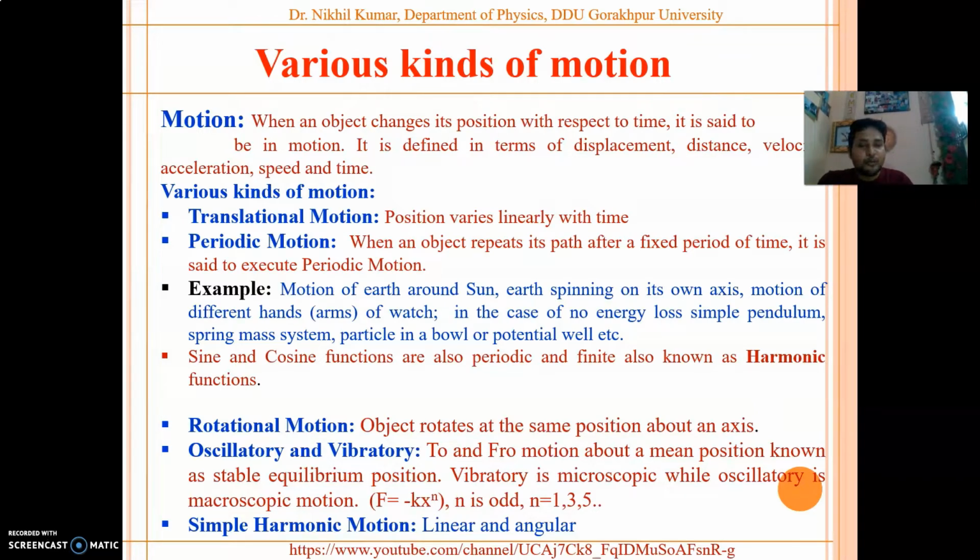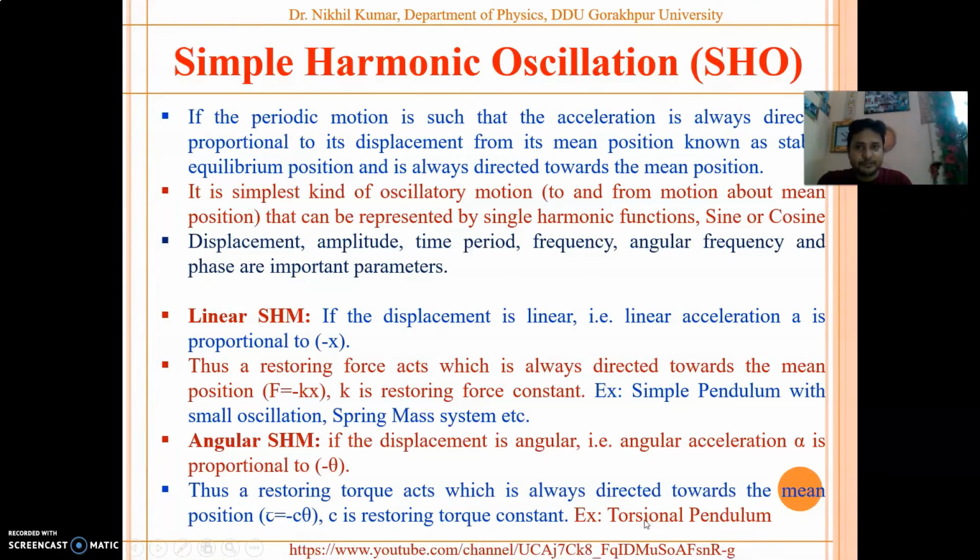So now we'll move to simple harmonic motion. Simple harmonic motion is defined as a periodic motion when the acceleration is always directly proportional to its displacement from its mean position. जब acceleration हमेशा डिस्प्लेसमेंट के प्रोपोर्शनल होता है, मीन पोजीशन से डिस्प्लेसमेंट के प्रोपोर्शनल, और उस मीन पोजीशन को हम स्टेबल इक्विलिब्रियम पोजीशन बोलते हैं, and is always directed towards the mean position. द डायरेक्शन ऑफ एक्सेलरेशन हमेशा मीन पोजीशन की ओर डायरेक्टेड होता है. It means there acts a restoring force that tries to push the object towards its mean position.